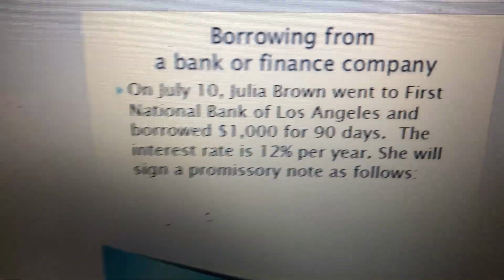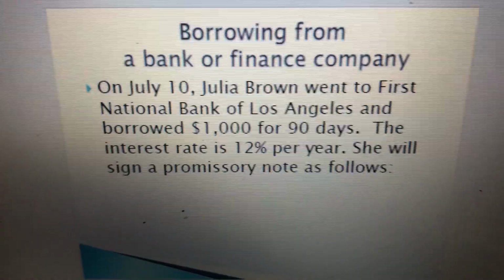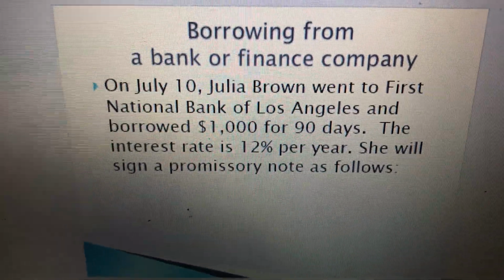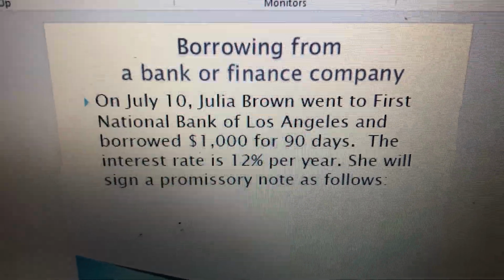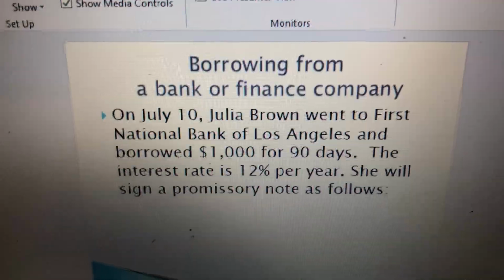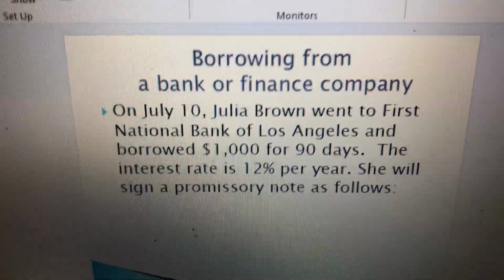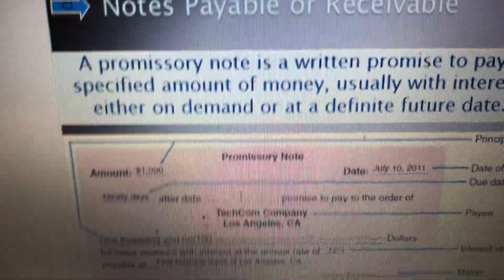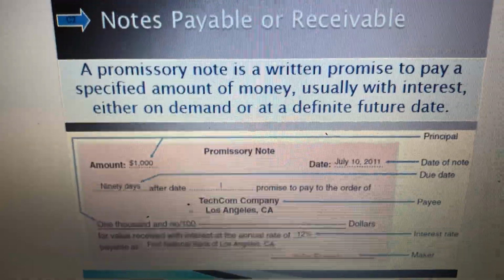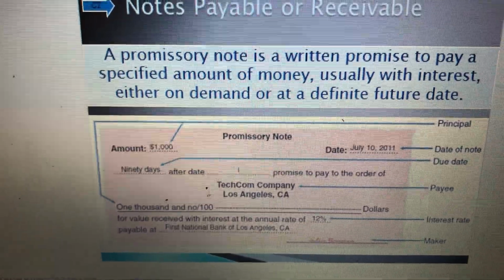Okay. Now, the situation in this note is that this young lady, Julia, went to a bank. She borrowed $1,000 for 90 days. The interest rate's 12%, and she signs a note. The note looks like this. Okay, this is a contract between she and the bank.